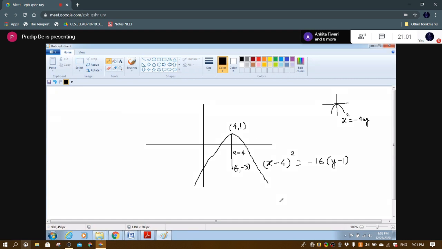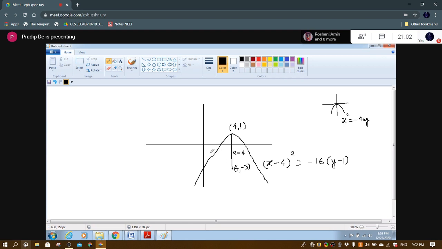Am I clear to you? Is it okay? Understood? Yes. Have you all understood? This is the reason now you'll understand quadratic functions better. Once you understand these parabolas, you'll understand the quadratic equations better. Because all those functions, quadratic functions, are actually parabolas.